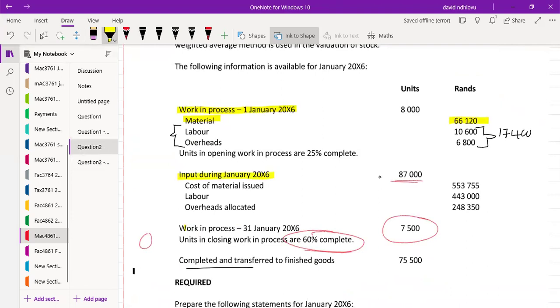Then we go to put into production. We then introduced the new units. On those new units, the cost of material was 553,755.